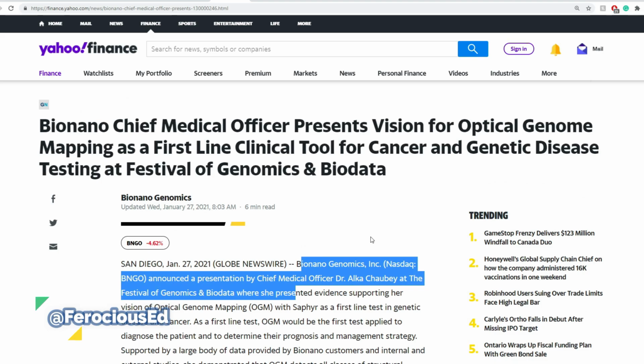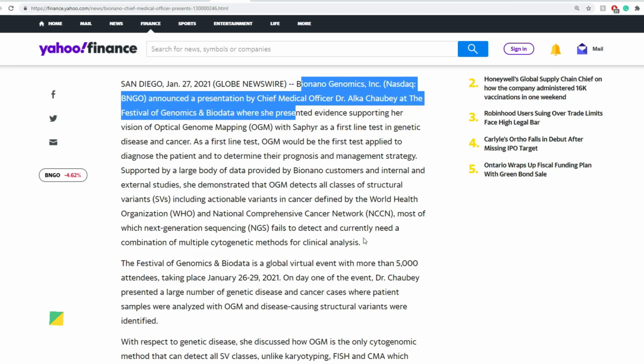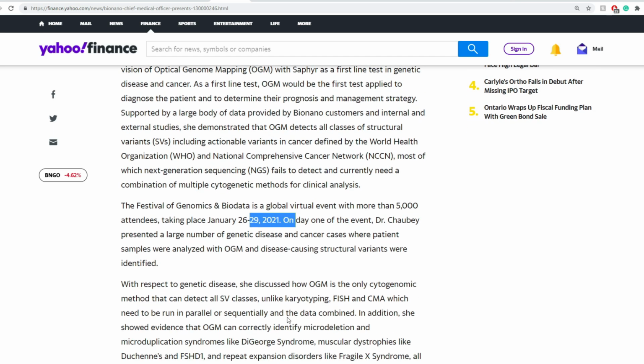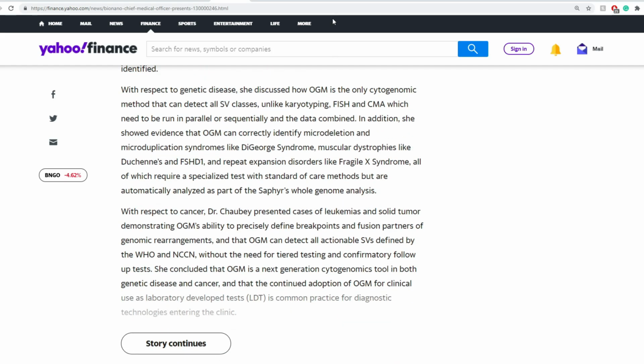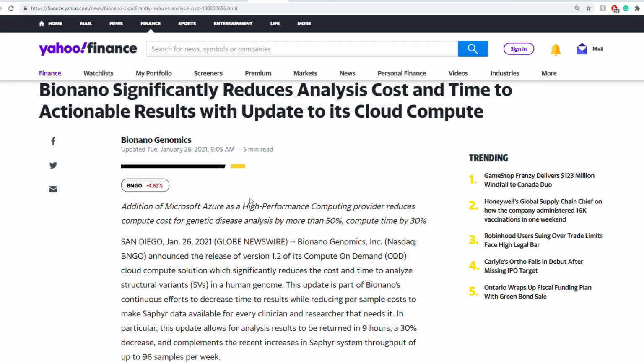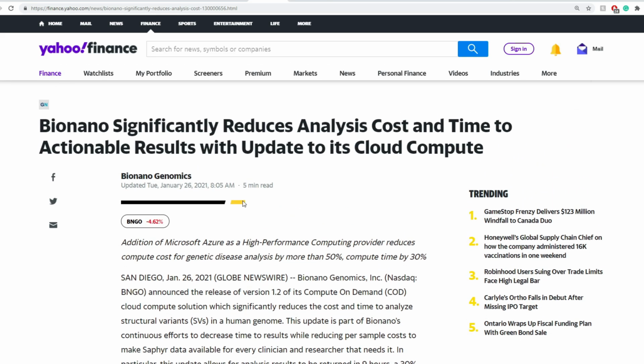So the first thing here: Bionano's Chief Medical Officer presents a vision for optical genome mapping as a first-line clinical tool for cancer and genetic disease testing at the Festival of Genomics and Biodata. That was a bullish thing that we have. The conference itself is going on from January 26th to 29th, and that definitely was seen as bullish news.